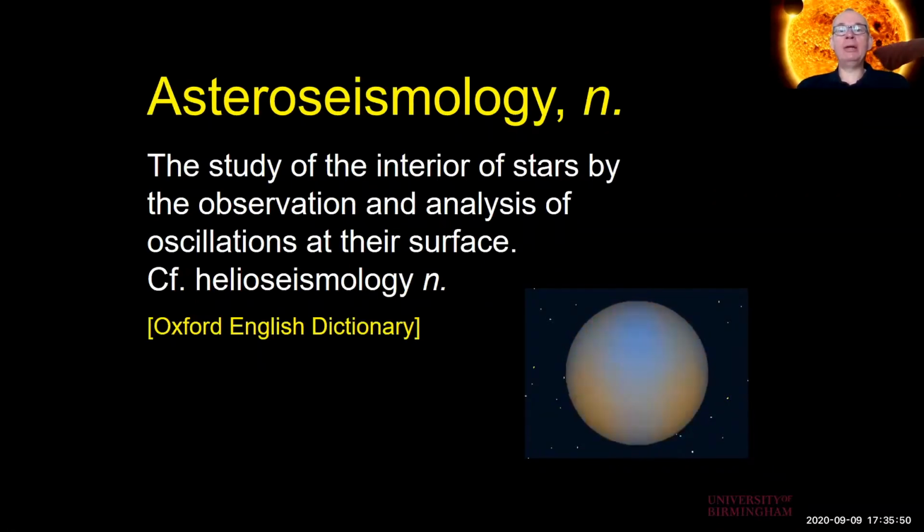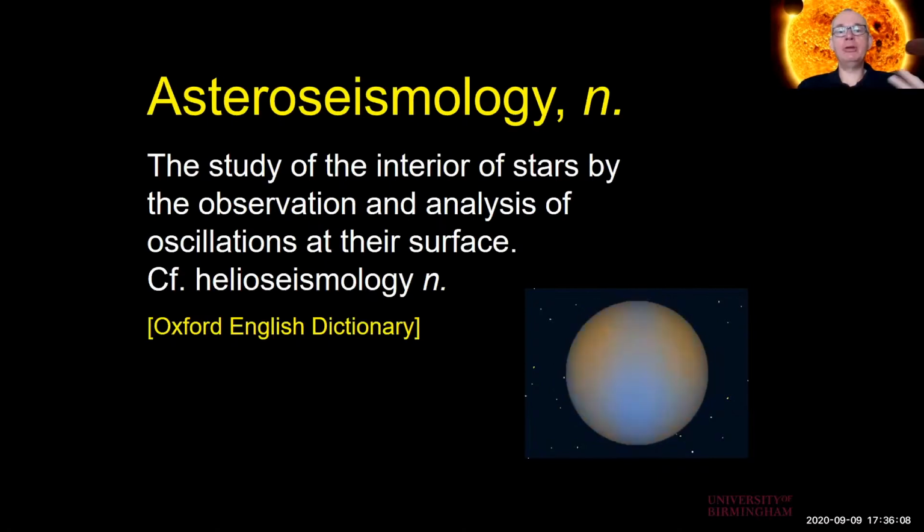You get standing waves set up within the body of the star. And again, because the star is a big ball of gas, those compressions and rarefactions of those standing waves make the star oscillate. As the star breathes in, it gets hotter and brighter. And as it breathes out, it gets cooler and darker.